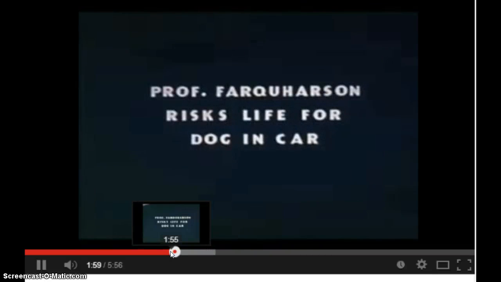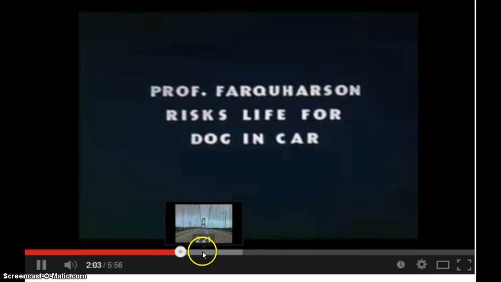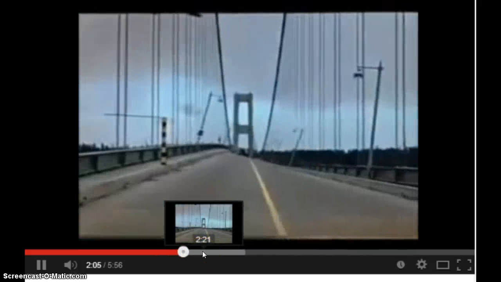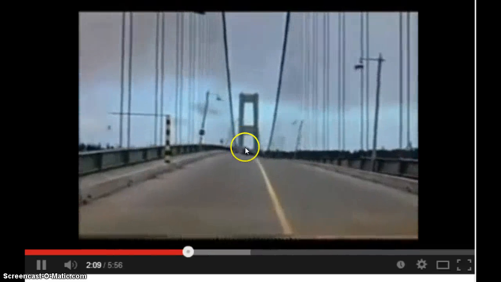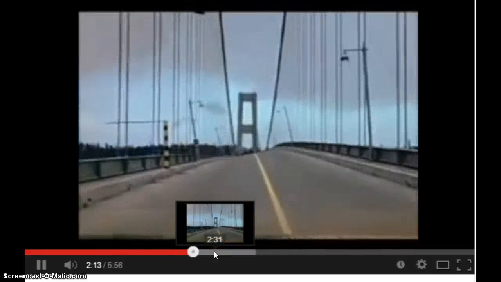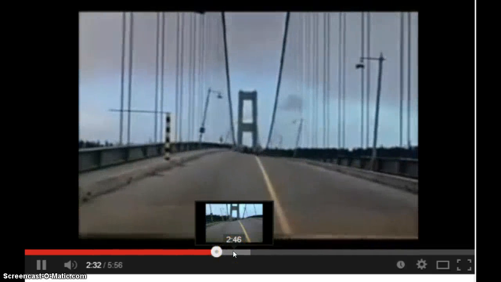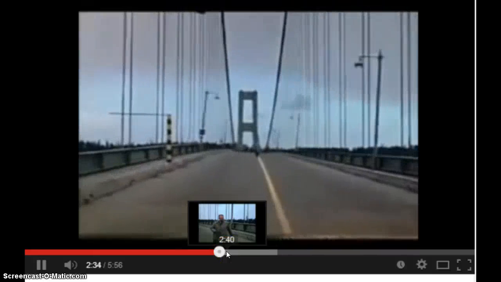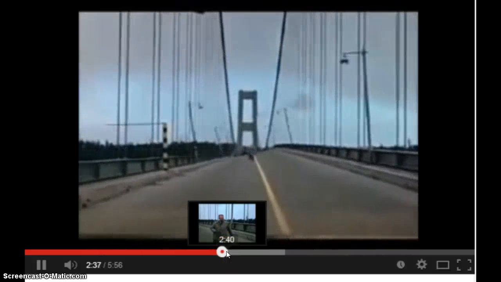There was a person that was stuck in it. He actually had a dog. He ran back to get the dog. The dog lived. This is what it would have looked like from looking directly on it. There's actually a person kind of walking in a crooked line here. That was the guy, the doctor. And if you want to watch the video, you can Google Tacoma Narrows Bridge collapse.